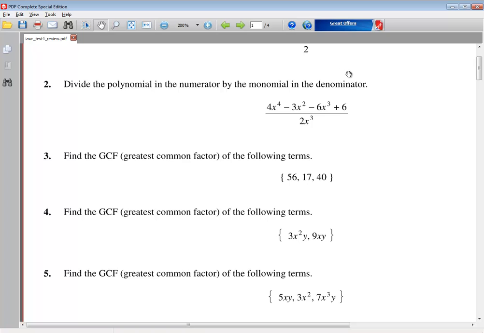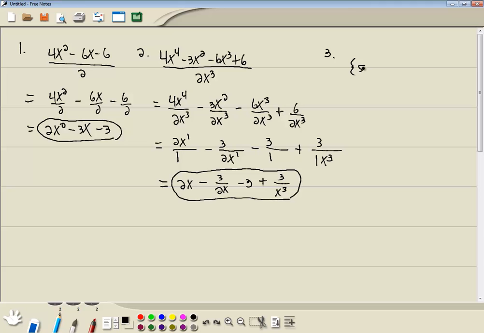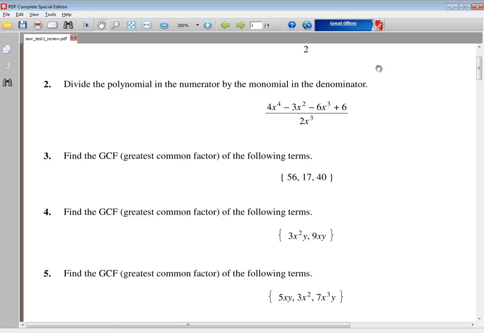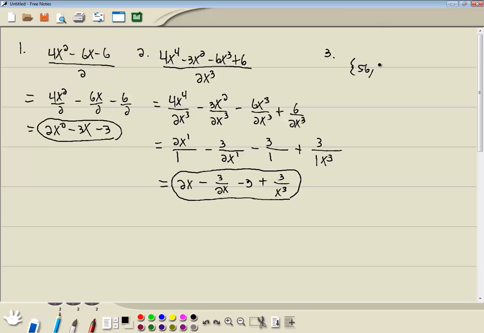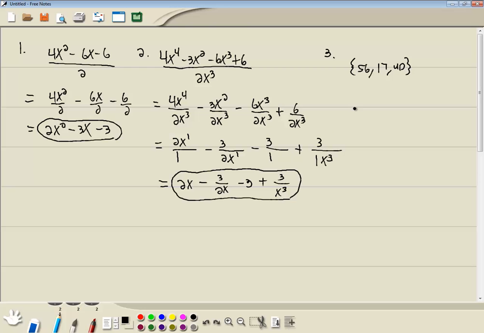Okay, third problem. Want to find the GCF of 56, 17, and 40. Is that what it says? GCF. Huh. It's an interesting problem. Well, you think the largest number divides into all of them, and there isn't any. But 17 is prime.